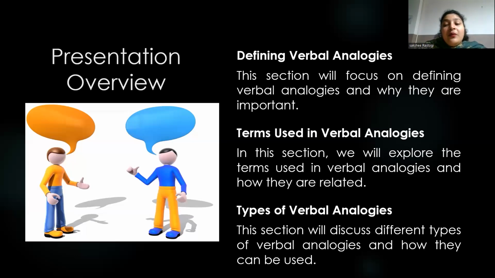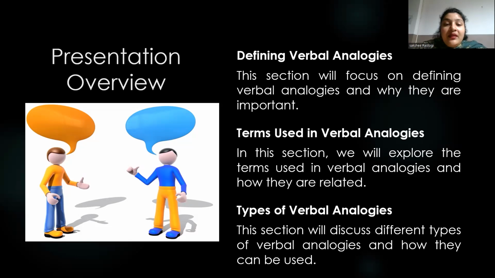So these types of verbal analogies help develop critical thinking, problem solving, and linguistic skills. So what is the purpose of verbal analogies? Verbal analogies serve several purposes. Improve critical thinking: they enhance analytical skills, helping you evaluate relationships and make logical connections. Enhance problem solving: verbal analogies develop your ability to approach problems from different angles and find creative solutions.